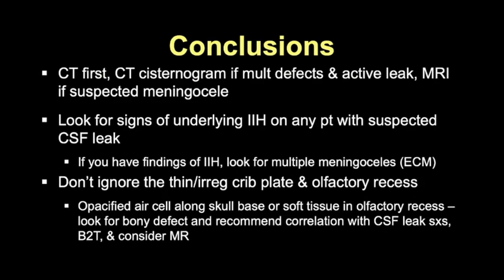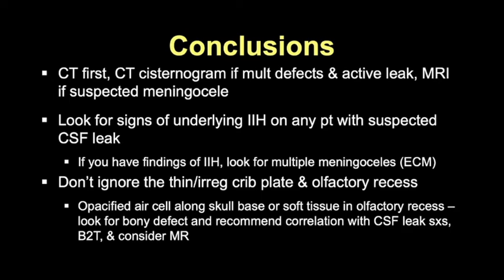So in conclusion, approach to the patient with a CSF leak, of course, always start with a beta-2 transferrin analysis and CT. If there are multiple defects in an active leak with positive beta-2 transferrin, then those are going to be the candidates for CT cisternogram. MRI is helpful in patients with suspected meningocele or in patients with high suspicion but unable to test for beta-2 transferrin. Always look for signs of IIH on any patient with suspected CSF leak, and if you see them, look for multiple sites of leak, including the excavating meningoceles.